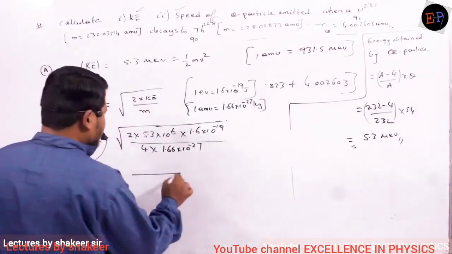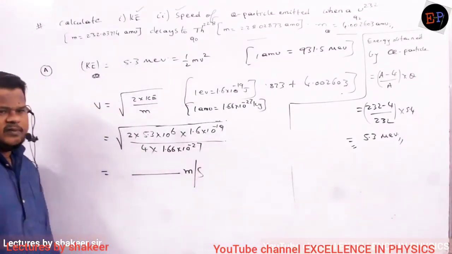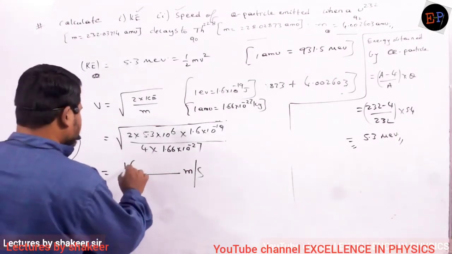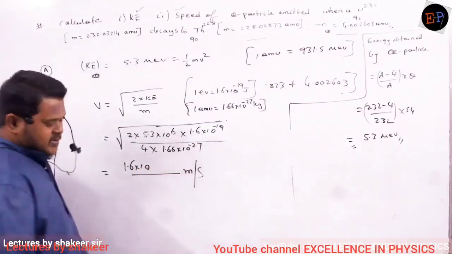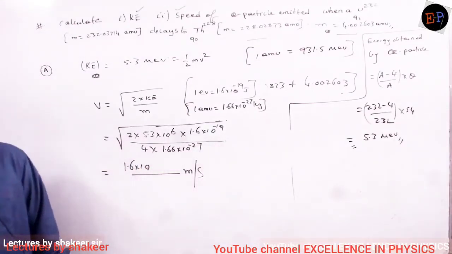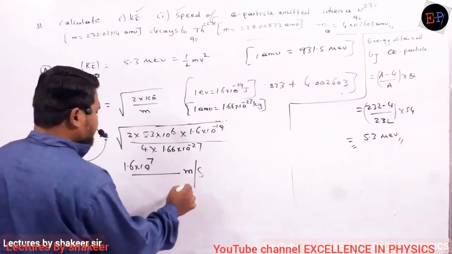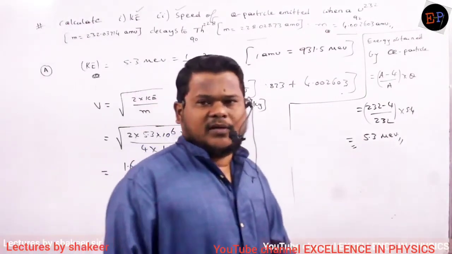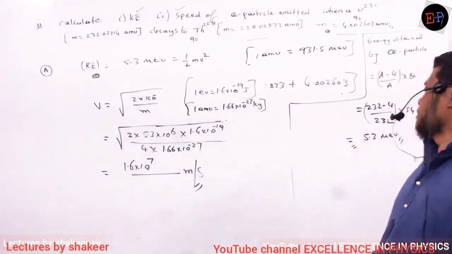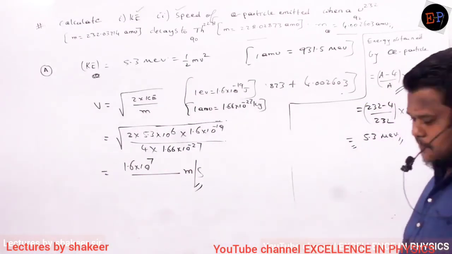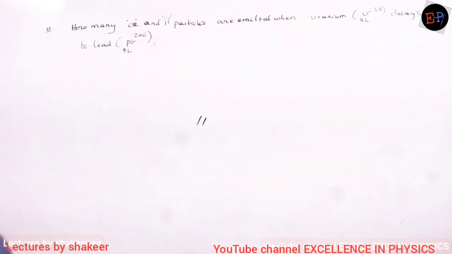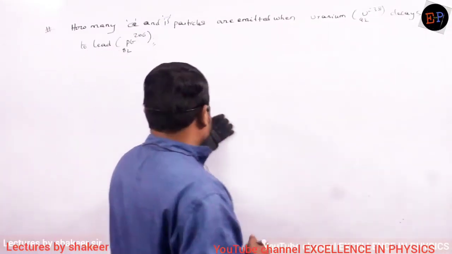If you do this calculation, the answer will be in meters per second. So the answer is 1.6 into 10 power 7 meters per second. That is my answer. Clear? How we have calculated? Very simple. Just this formula you should remember. Okay? So let us see this question.